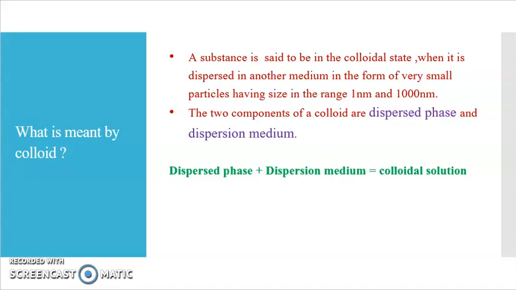So the two components in a colloidal solution are dispersed phase and dispersion medium. And the size of the particles in the colloid will be in the range 1 nanometer and 1000 nanometer. From that we can say the particle size will be in between that of the true solution and suspension. We cannot see the particles with our naked eye.